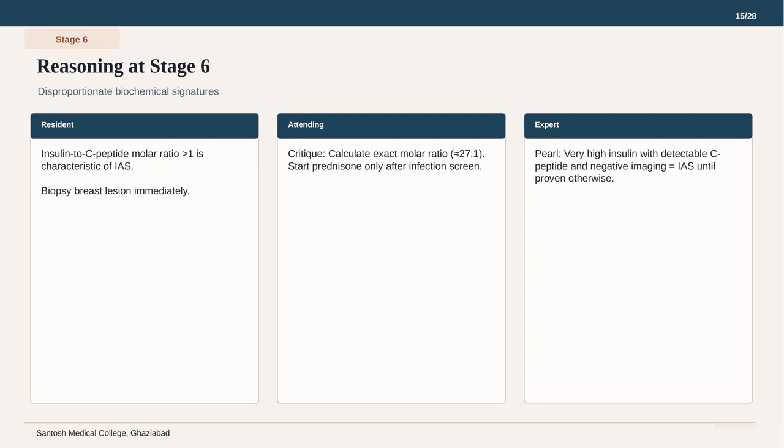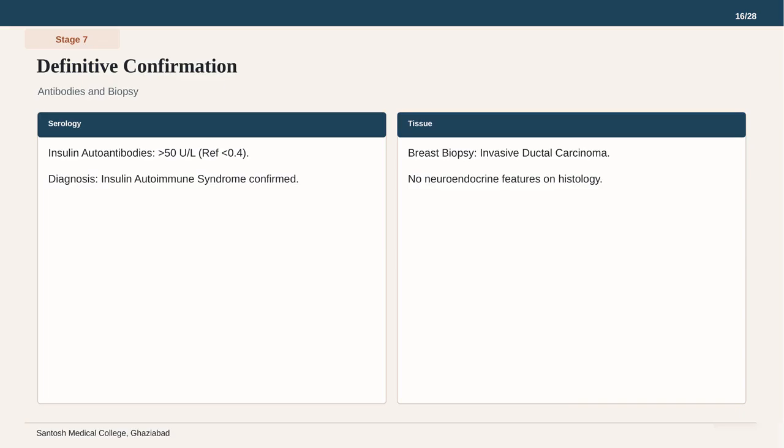But the expert on the right lays down a golden rule. When you see very high insulin with detectable C peptide and negative pancreatic imaging, it is insulin autoimmune syndrome until proven otherwise. We just need the final specialized blood test to confirm this theory. Looking at the two panels on this screen, we have our definitive confirmation.